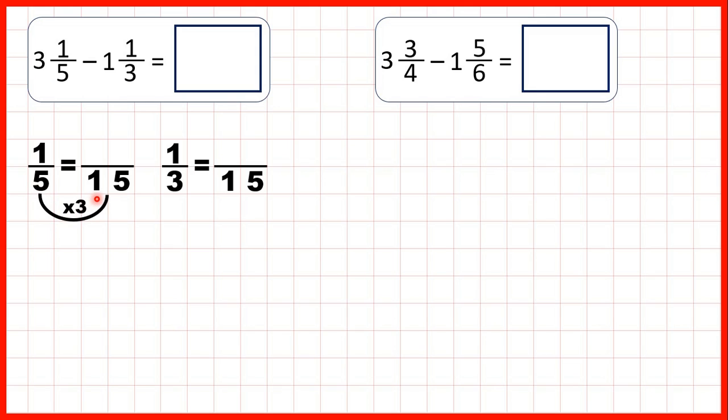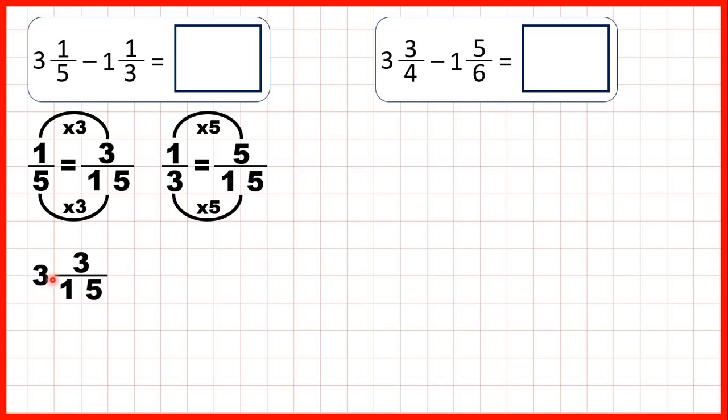We can use multiplication to find equivalent fractions. 5 times 3 is 15, so we do the same to the numerator. 1 times 3 is 3. Now 3 times 5 is 15, and 1 times 5 is 5. So now we can rewrite our question. Instead of 3 and 1/5, we can write 3 and 3/15, because that's equivalent, so the same size, as 1/5.